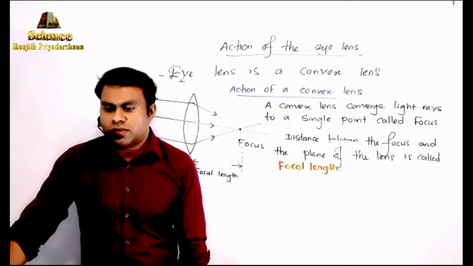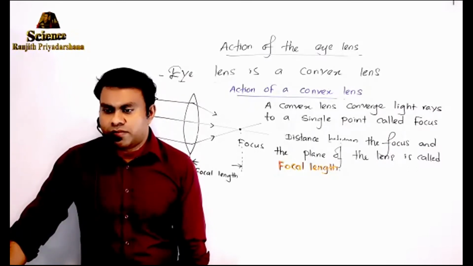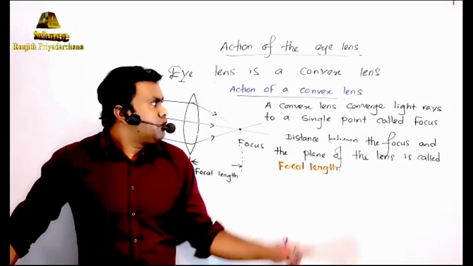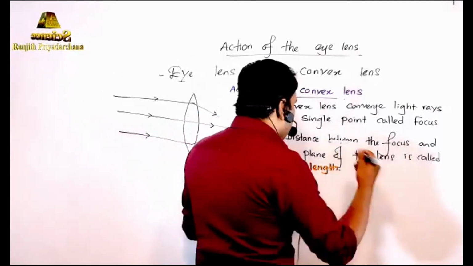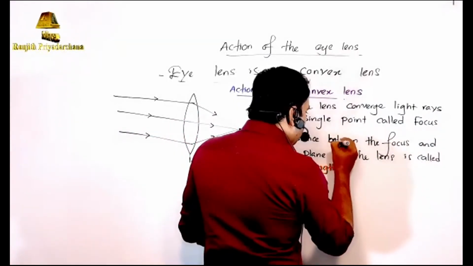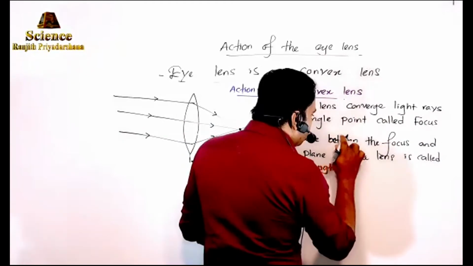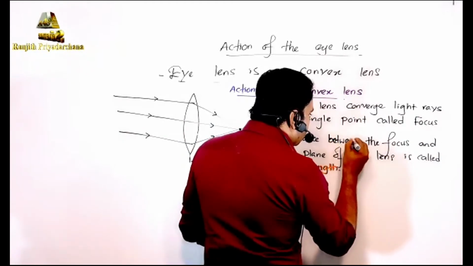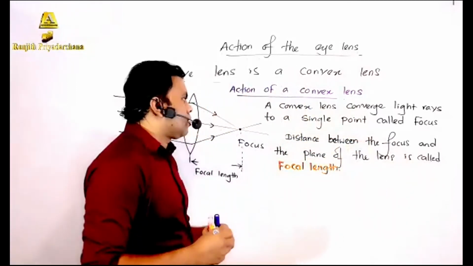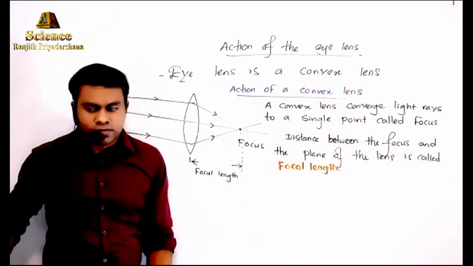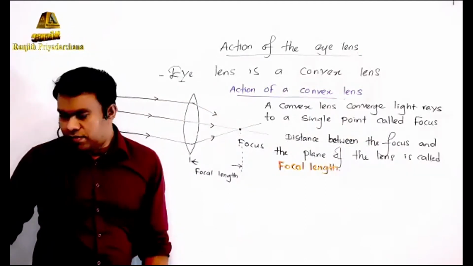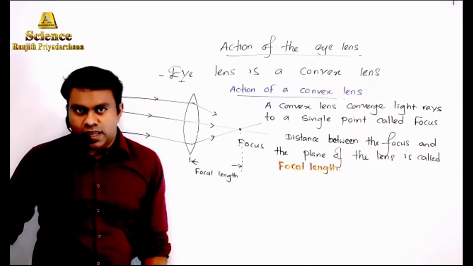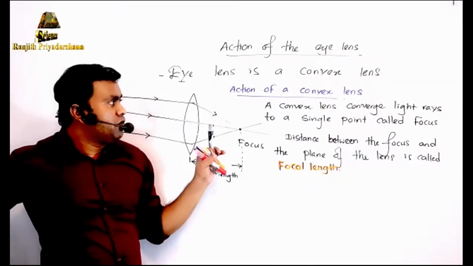Excuse me, sir. We have to draw the diagram after the sentences. After these sentences, yes, you have to write this action of a convex lens. We have to draw the diagram also, sir. You have to draw this diagram. So this is the typical diagram for the convergence.